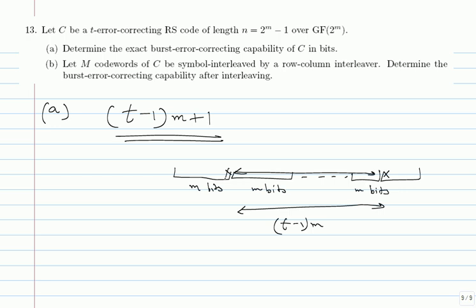So (t minus 1) times m plus 2 is not the burst error correcting capability. (t minus 1) times m plus 1, I can correct. Any burst of length (t minus 1) times m plus 1, or below that, I can correct. But if it is plus 2, I cannot correct, because I can come up with an example where this is hitting me. So this whole burst, I cannot correct. If it is only plus 1, nothing else will really work.